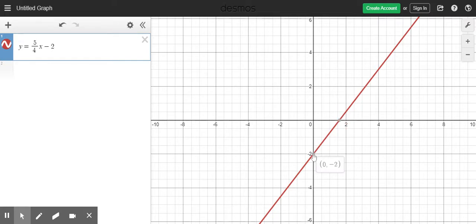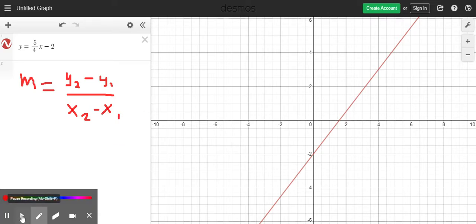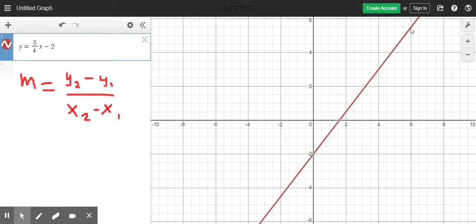Or we could also do our slope formula. That slope can be found from taking the second y minus the first y divided by the second x minus the first x, using any 2 points on that line. So let me see if we can identify one here.